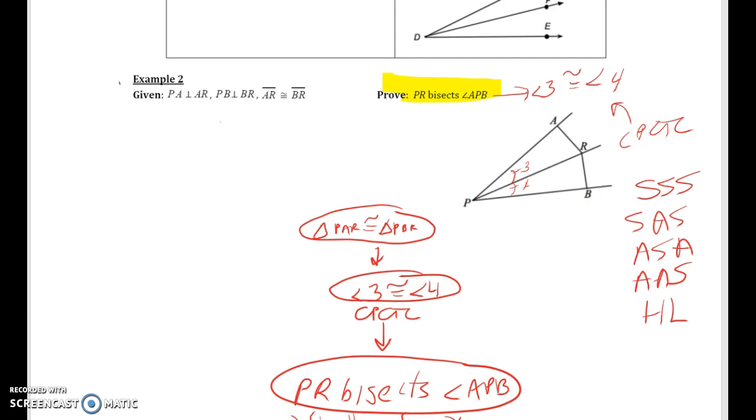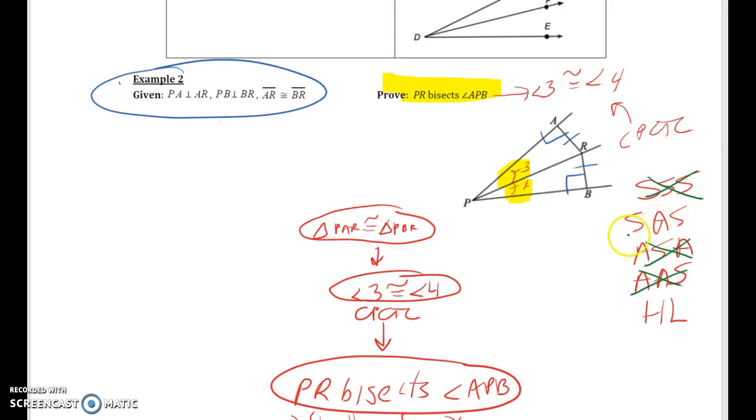Okay, so they give me, in the given, PA perpendicular to AR, PB perpendicular to RB, or BR, and that AR and RB are congruent. And again, what's highlighted in yellow, that's not given information, that's what we're proving. So we can't use that to eliminate our choices. So they only gave us one side congruent to the other. I know nothing about PA and nothing about PB, so side, side, side is out. Also, they only gave me one angle in each triangle, so angle, angle, side, and angle, side, angle is out.